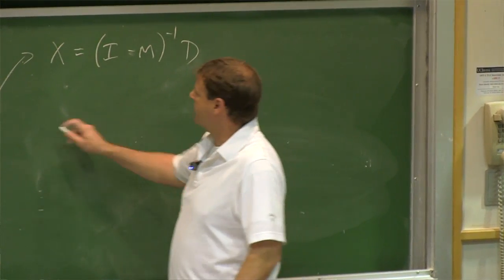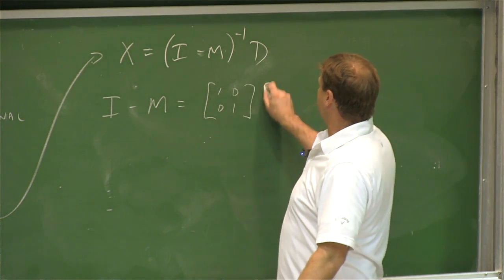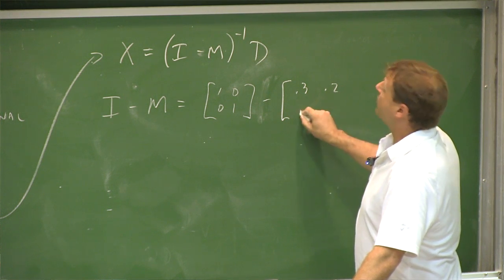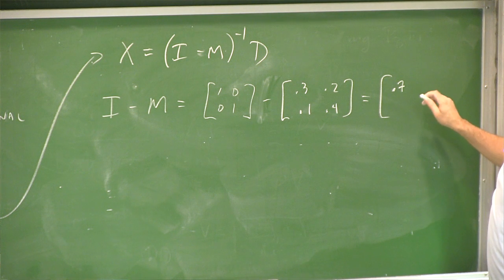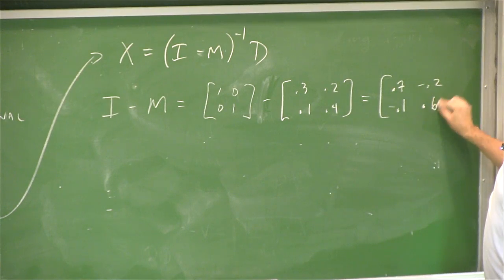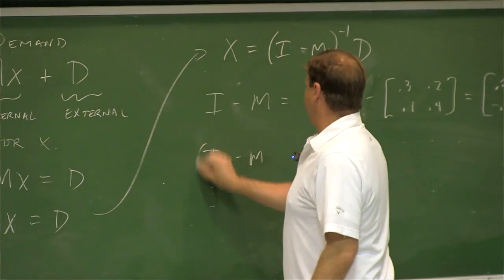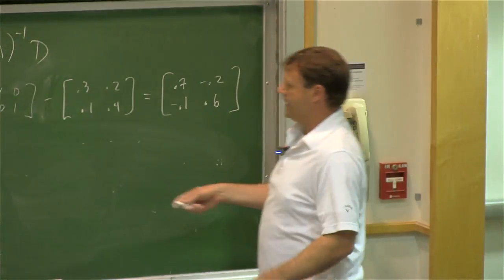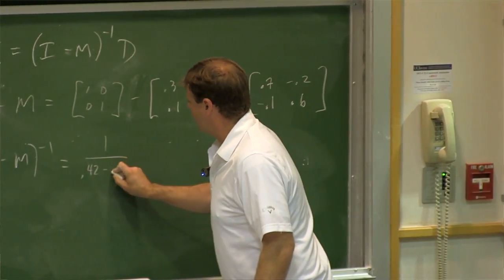And then we can go calculate these things. So I minus M, that's equal to [1 0; 0 1] minus M, which is [0.3 0.2; 0.1 0.4]. Let's get that. That's [0.7 -0.2; -0.1 0.6]. And then (I minus M) inverse, that's just the inverse of a matrix. We know how to do that. I need 1 over the determinant. That'll be 1 over 0.42 minus 0.02.